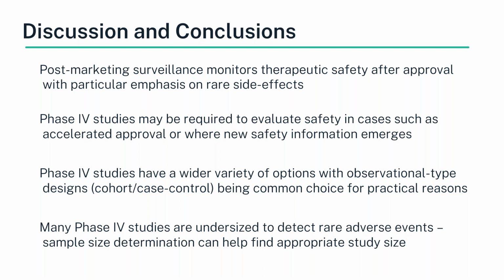Phase 4 studies have a wide variety of options compared to, say, a phase 3 design, with observational designs, cohort or case-control type designs being very common, for very practical reasons, especially if you're using a registry-based study, for example. And many phase 4 studies, despite this, are still undersized for the hypothesis that they're supposed to test, especially if we're talking about detecting rare adverse events. And so sample size determination methods like those described in the McKean and Campbell book, and which are available in nQuery, may be useful to find the appropriate sample size for your study.